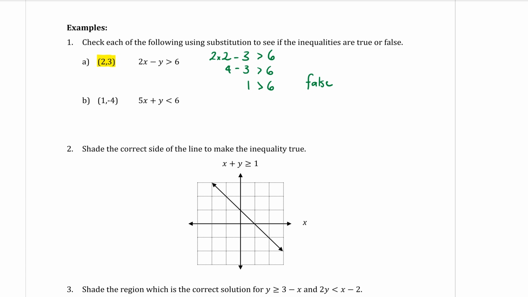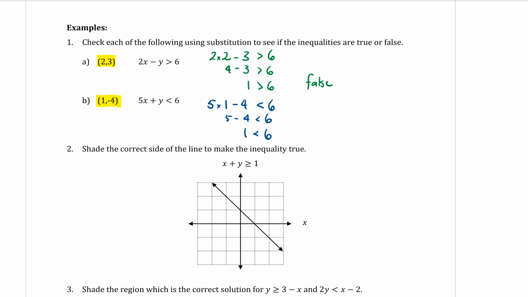Let's practice it again. Second question here, we have the point (1, minus 4). We're going to sub it into that equation. So that will become 5 times 1 plus y, which is minus 4. I don't actually need the plus. The plus minus makes a minus, 4 is less than 6. 5 times 1 is 5, minus 4 is less than 6, and 5 minus 4 is 1. Is 1 less than 6?